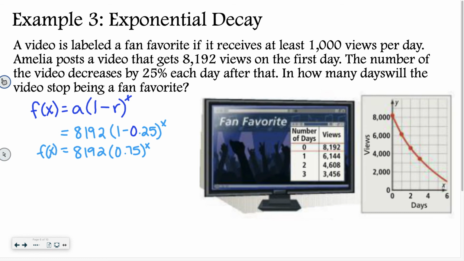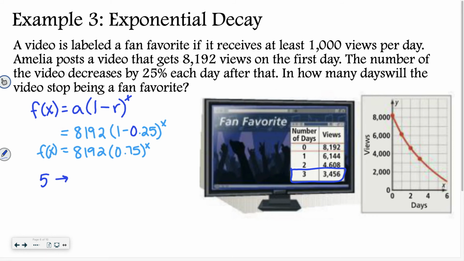Now, you can see over on the right we have a couple of days already calculated out. We have a graph that's already calculated out. We want to figure out when it is going to reach below 1,000 views. Unfortunately, you guys don't have a super powerful calculator, so you have to do a little bit of guesswork here. We know that 3 days, based on this table, is 3,456. Let's skip 4 days and check out what happens if I plug in 5 for x.